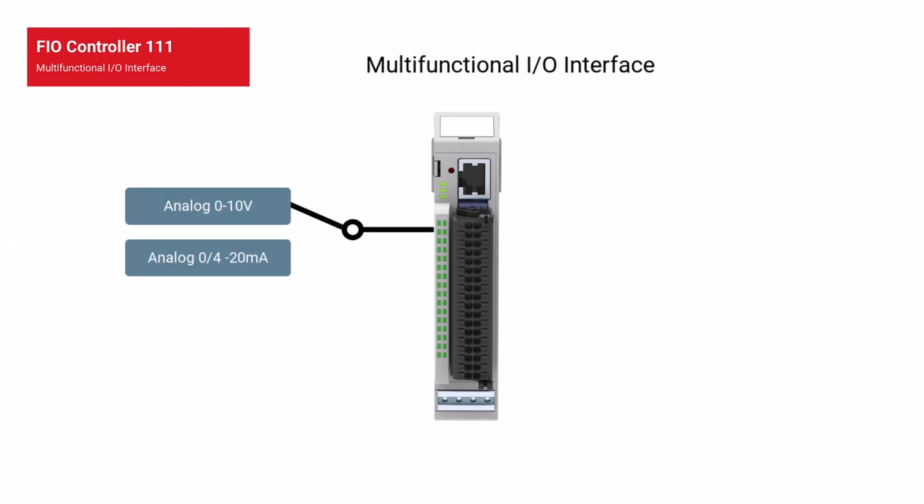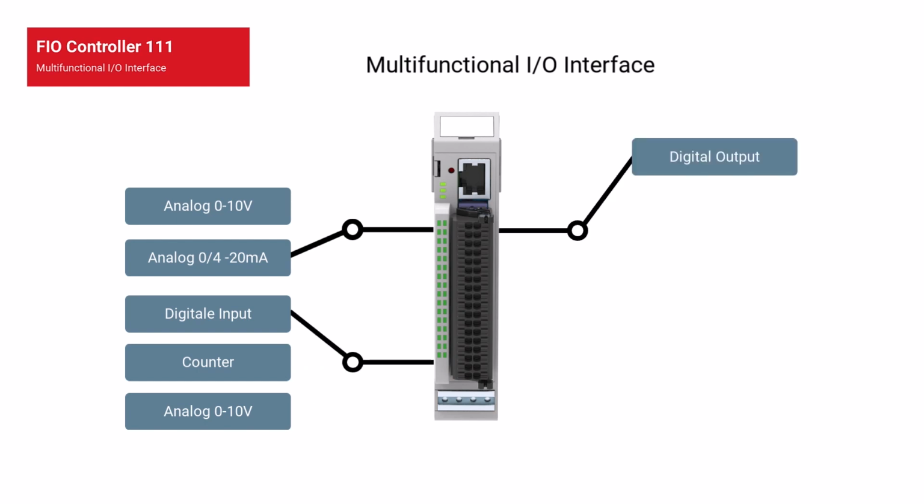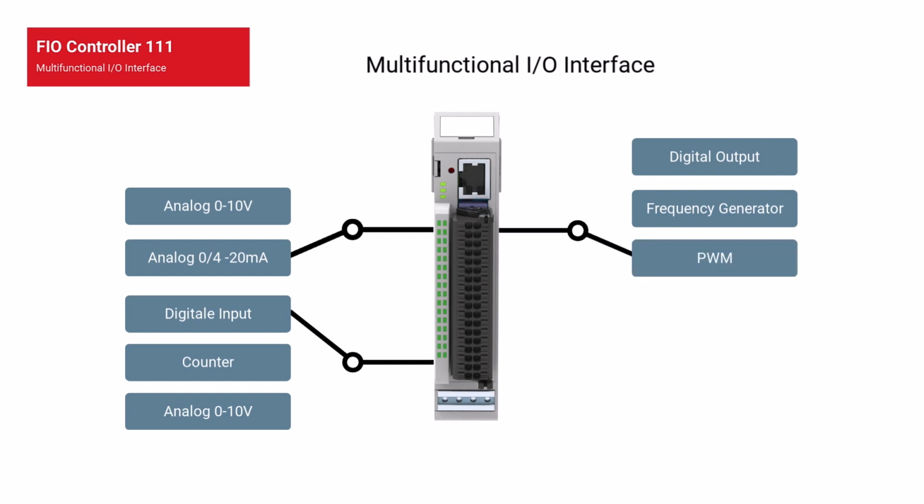This starts with the fact that you can operate analog outputs and inputs in either current or voltage mode. Then inputs can either be purely digital, but also an event counter or an analog input. You decide. Or a digital output can operate as a frequency generator or as a PWM. No problem, solved with one click. In addition, if you need to record very fast processes, you can also use one of the inputs as an interrupt input.